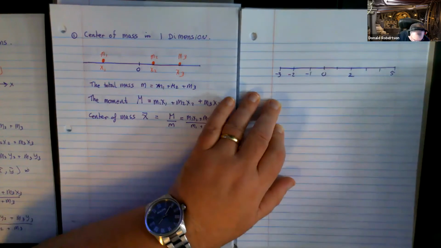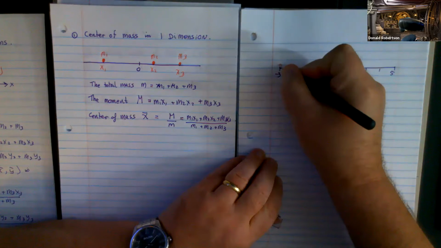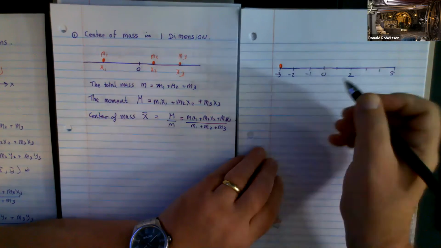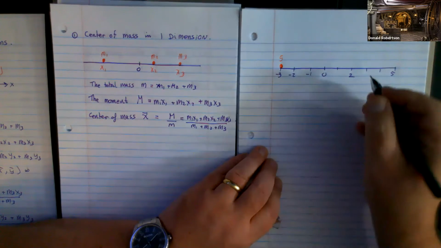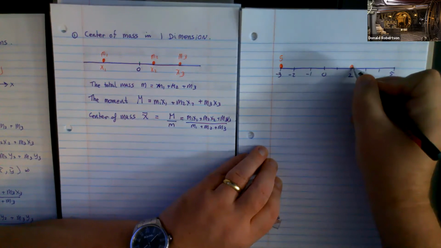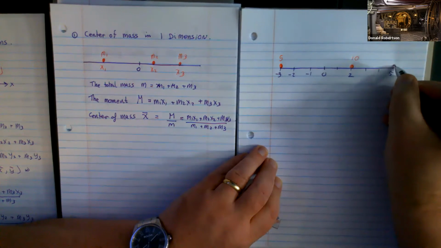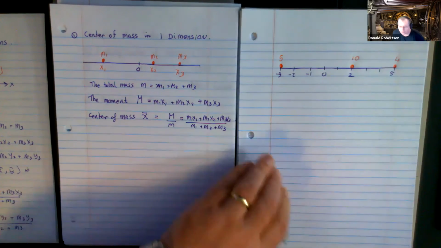So imagine that at this position here, I have an object that weighs 5 kilograms. At this position here, I have one that weighs 10 kilograms. And at this position here, I have one that weighs 4 kilograms.